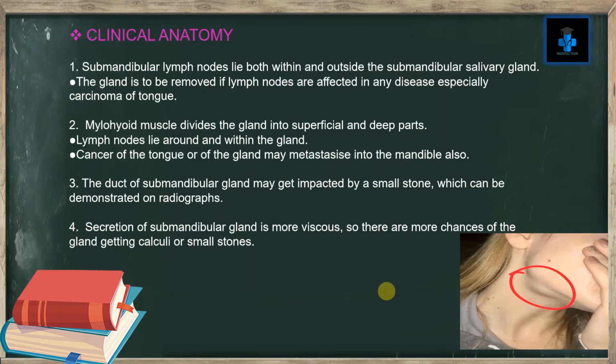Number 3. The duct of submandibular gland may get impacted by a small stone, which can be demonstrated on radiographs. Number 4. Secretion of submandibular gland is more viscous, so there are more chances of gland getting calculi or small stones.